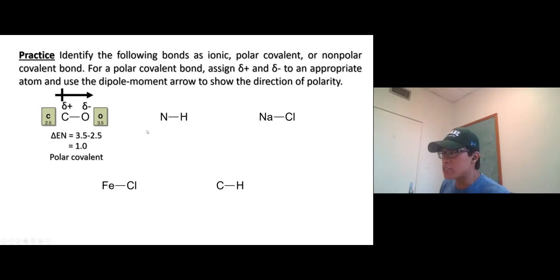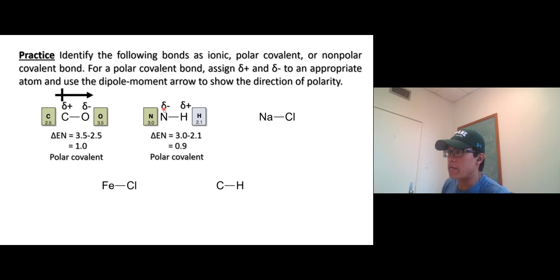Next one, nitrogen and hydrogen. So 3 and 2.1, the difference is going to be 0.9. Above 0.5 is a polar covalent bond. Nitrogen is going to win, right? It's stronger and pulls electrons toward nitrogen. So delta negative on nitrogen, partial positive on hydrogen. The polarity goes toward nitrogen.